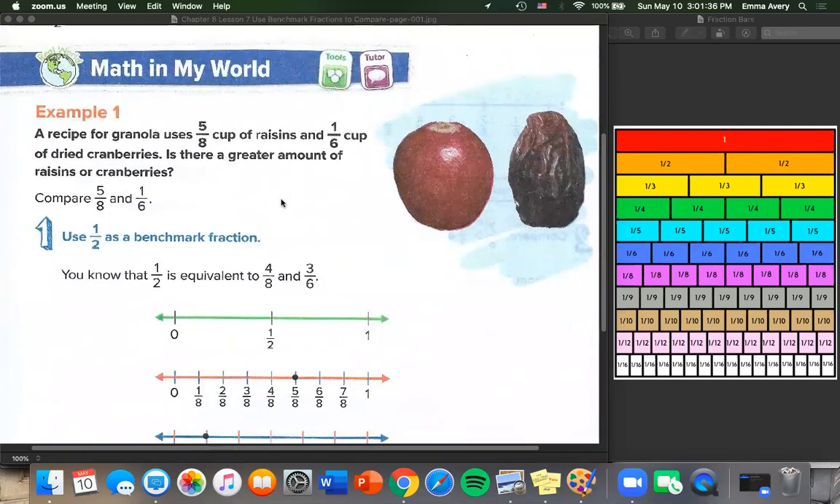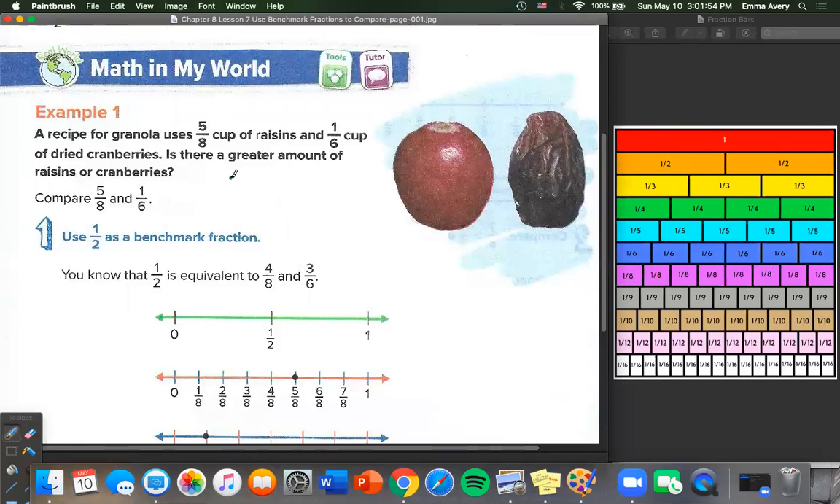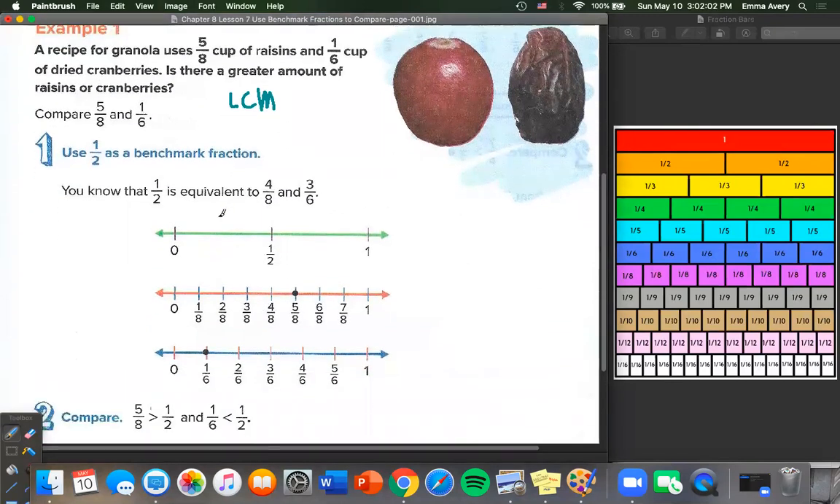A recipe for granola uses 5/8 a cup of raisins and 1/6 a cup of dried cranberries. Is there a greater amount of raisins or cranberries? Compare 5/8 and 1/6. So instead of using the least common multiple, the LCM, that we used in the last lesson, we're going to use 1/2 as a benchmark fraction. So we know that 1/2 is equivalent to 4/8 and 3/6.